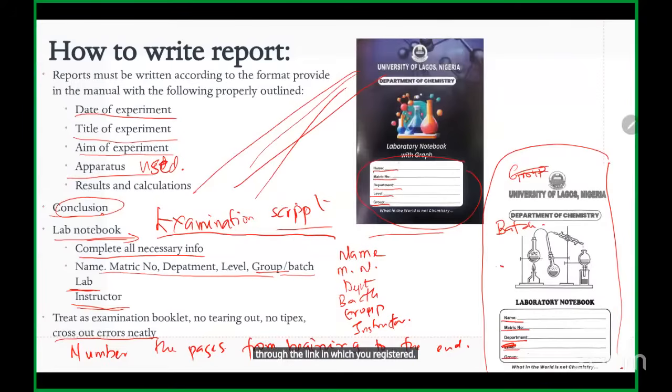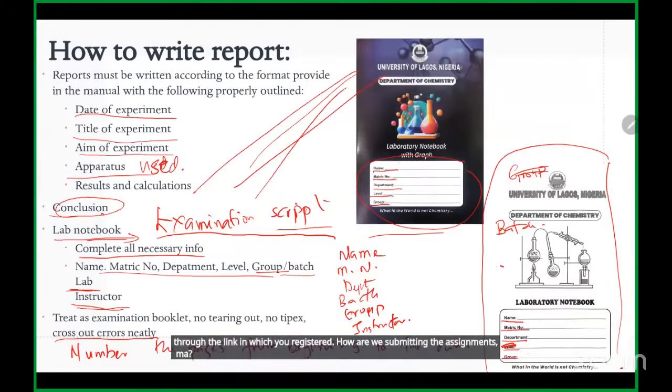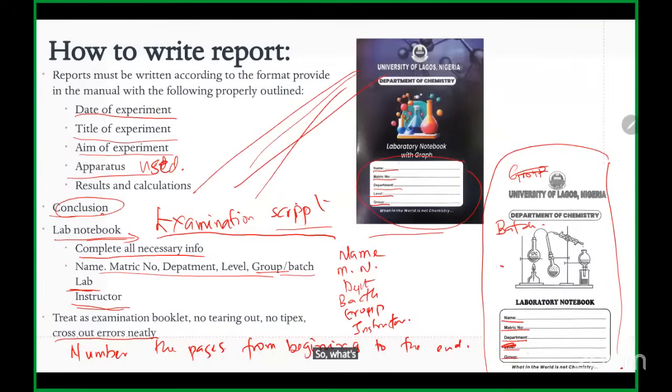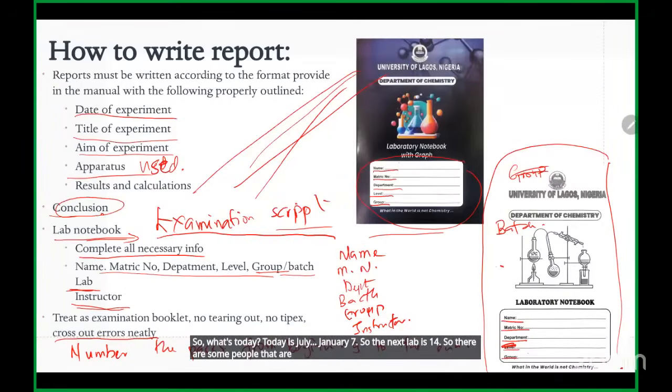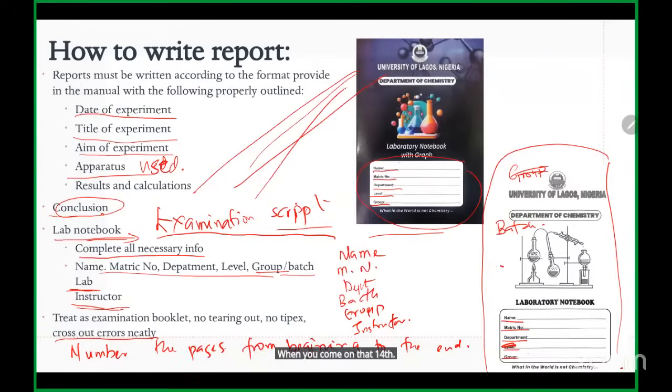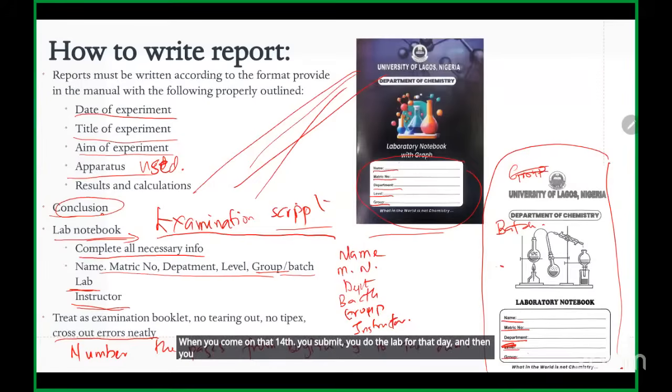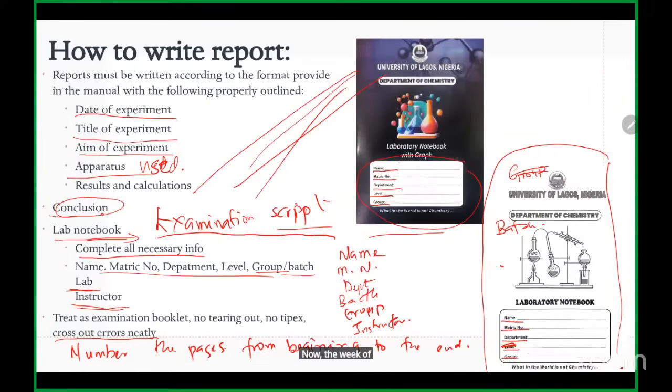How are we submitting the assignments, Ma? So what's today? Today is January 7th. So the next lab is on the 14th. Some people are going to be assigned to come on the 14th. When you come on that 14th, you do the lab for that day, and then you submit along with the assignment that you must have done at home. Now, the week of convocation, the one after the 14th, there is most likely not going to be lab.